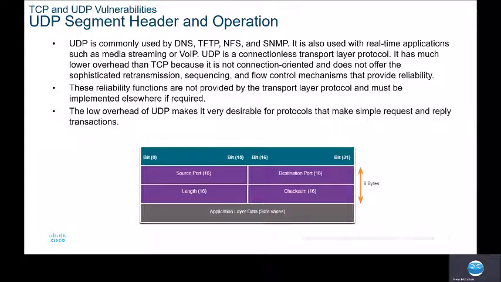Okay, so UDP. Of course, the header is a little less complex with UDP because everything's less complex. It's used by DNS for normal queries, TFTP, NFS, and SNMP. It's also used with real-time applications such as VoIP and media streaming. It's a connectionless transport layer protocol. It has much lower overhead than TCP because it's not connection-oriented and does not offer the sophisticated retransmission, sequencing, and flow control. These reliability functions are not provided by the transport layer in this case and must be implemented elsewhere if they're required. The low overhead of UDP makes it very desirable for protocols that make simple request and reply transactions, DNS, DHCP, and the like.